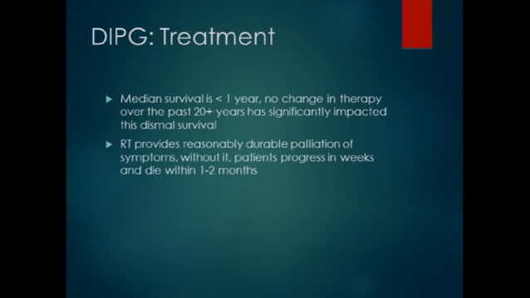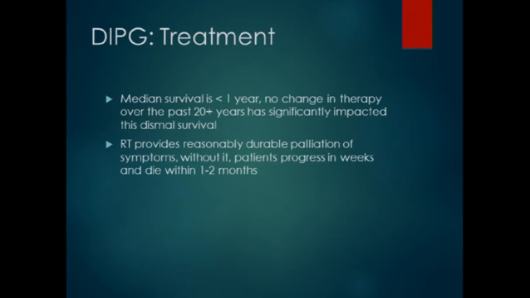Okay. So for DIPGs, the treatment, median survival is very short. It's less than a year. They're very bad tumors. This is worse than a glioblastoma in an adult. So these are probably one of the worst diagnoses you can have in all of cancer.